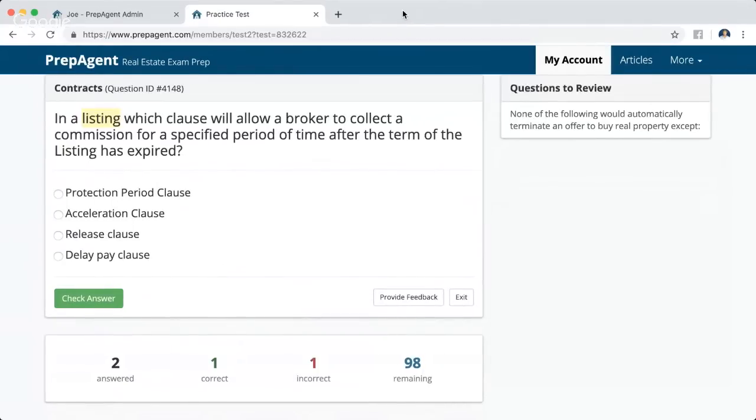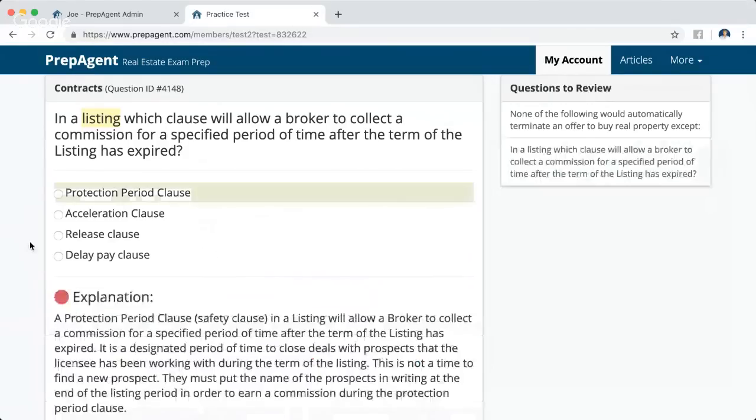In a listing, which clause will allow a broker to collect a commission for a specified period of time after the term of the listing has expired? A, protection period clause, B, acceleration clause, C, release clause, or D, delay pay clause? Okay, the answer is A, protection period clause.